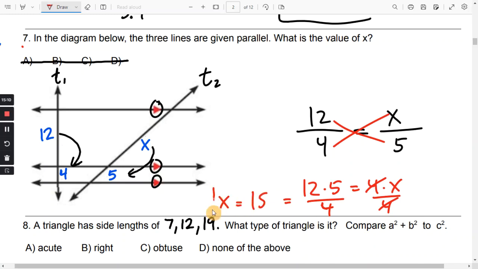So x equals 15. If you want to take a shortcut and you have the numbers that allow you to do so, 4 times 3 will give you 12. So 5 times 3 will give you 15. So that's all you have to do. Multiply both of these by the same number, 4 times 3 and 5 times 3. That's 15.